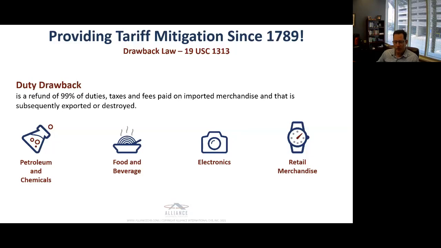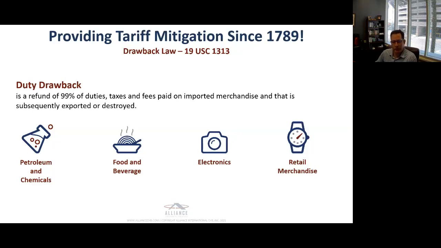Now, I'm going to talk about methodologies that we can use to match imports and exports, but that's a quick and very basic definition. There are provisions that allow us to match what we call substituted merchandise so that you don't actually have to export the exact merchandise that you imported. So we're going to discuss types of drawback, primary categories, and exactly how we go about matching imports and exports in order to create a drawback claim.